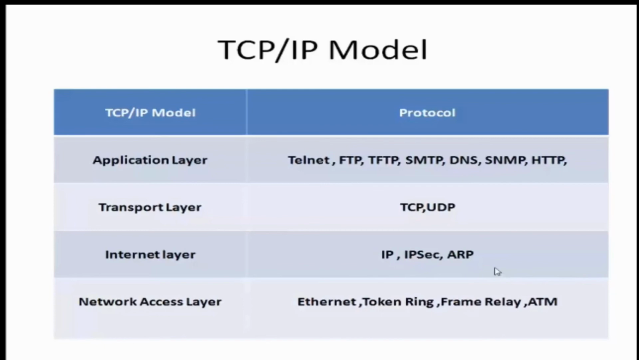The application layer basically behaves like an interface between user and machine. It directly interacts with the machine, using different types of protocols like Telnet, FTP (File Transfer Protocol), Simple Mail Transfer Protocol (SMTP), DNS, SNMP and HTTP. This model is a practical model, and the next model is the OSI model, which is a theoretical model.